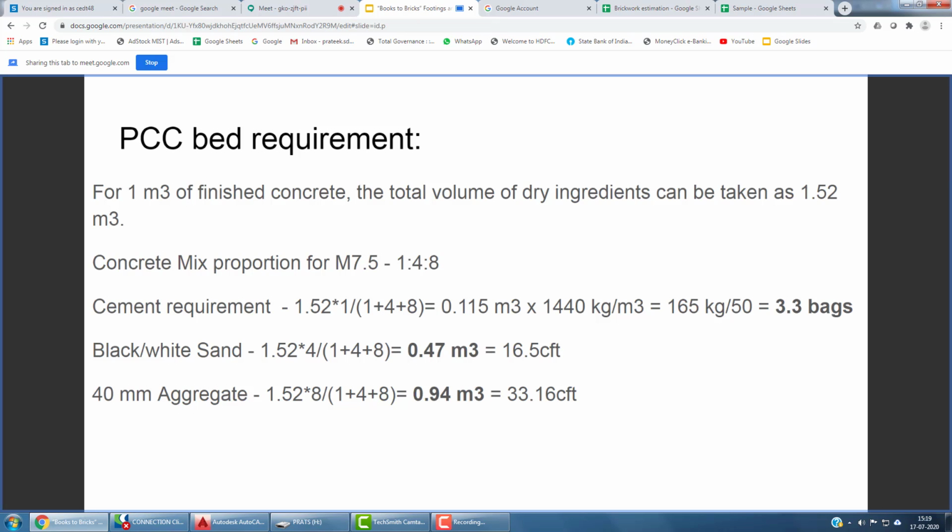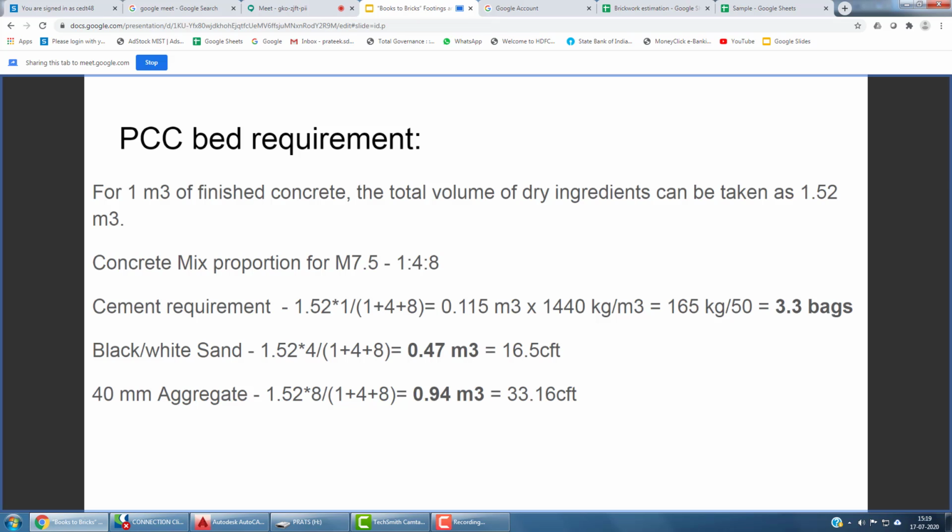It comes around 0.115 m cube, and for this I have to multiply density of the cement. Please note density of cement is 1440 kg per m cube, and I'll be getting the total kg of cement required for making this PCC, which comes around 165 kg. Dividing it by 50 kg gives me around 3.3 bags. Clear, guys?